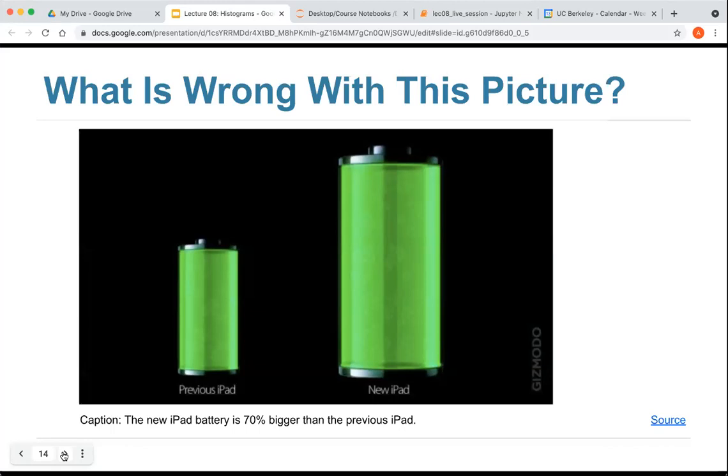At one stage, there was a new iPad, and the new iPad battery was 70% bigger than the old iPad. And this was the graphic that was provided to illustrate that. Now, take a look at that. 70% bigger. Let's just try and remember what that means. 100% bigger means it's twice the size. So 70% bigger means bigger, but not quite twice the size.